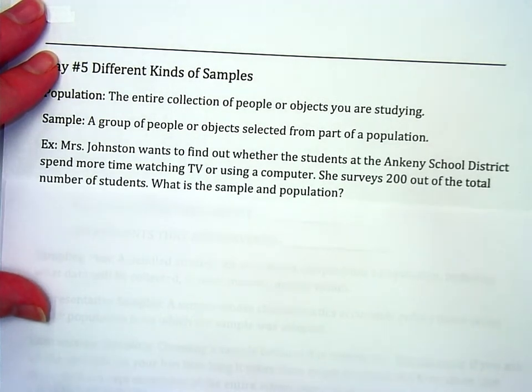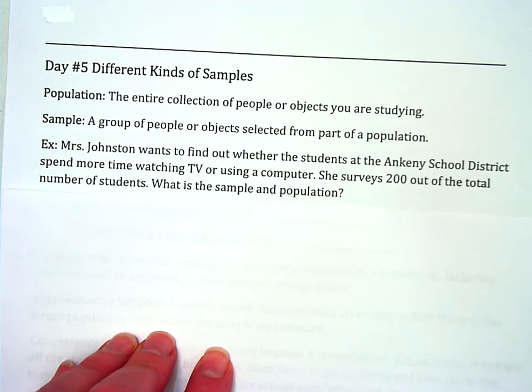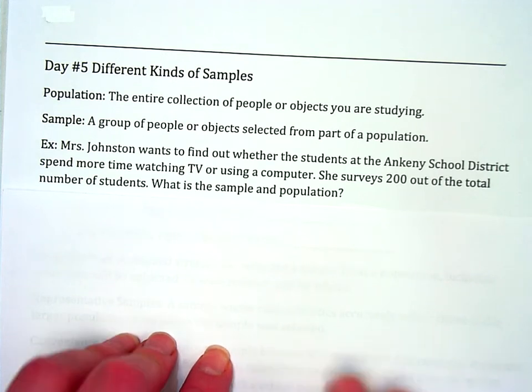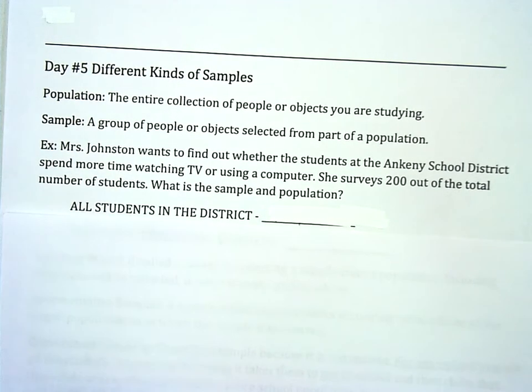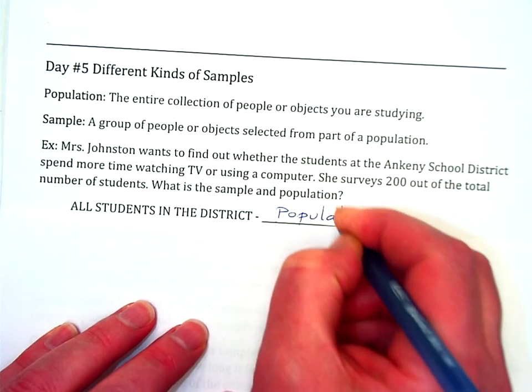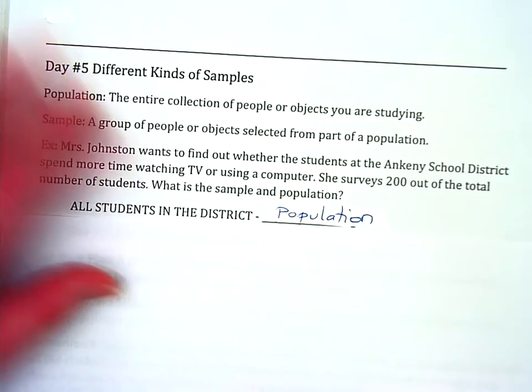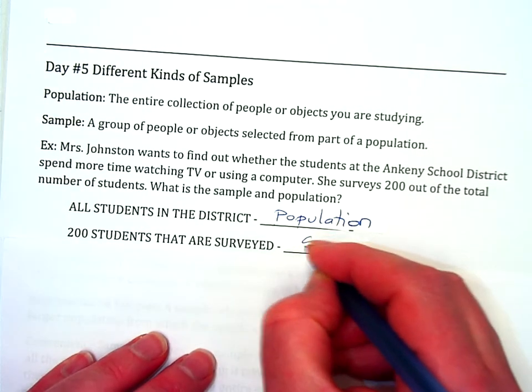Look at this example. We have Mrs. Johnston, who wants to find out whether the students at the Ankeny School District spend more time watching TV or using a computer. She surveys 200 out of the total number of students. We need to find what's the sample and what's the population. So all students in the district would be the population. And then the 200 students that are surveyed would be the sample.